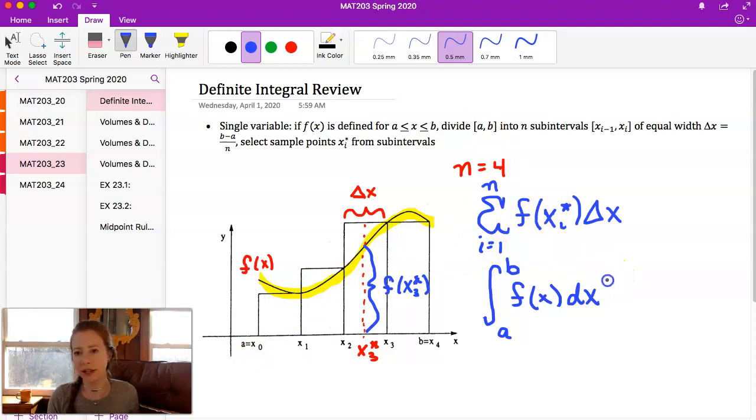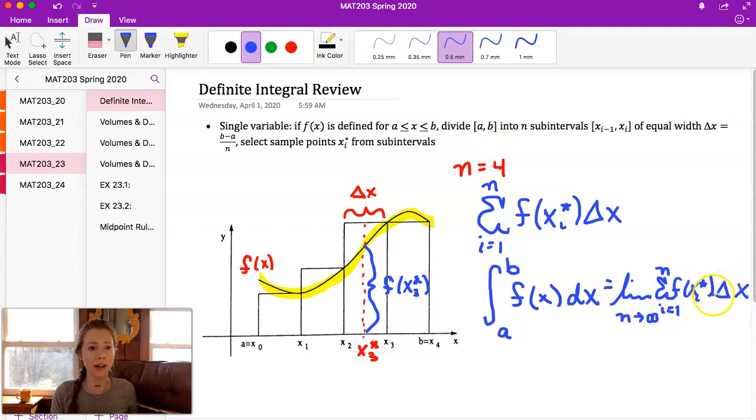So formally, this is going to be the limit as n approaches infinity of our sum from i equals 1 to n of f of x sub i star delta x, because as n approaches infinity, our delta x gets infinitesimally tiny. All right, and so that is our formal definition of integration in single variable calculus, right?